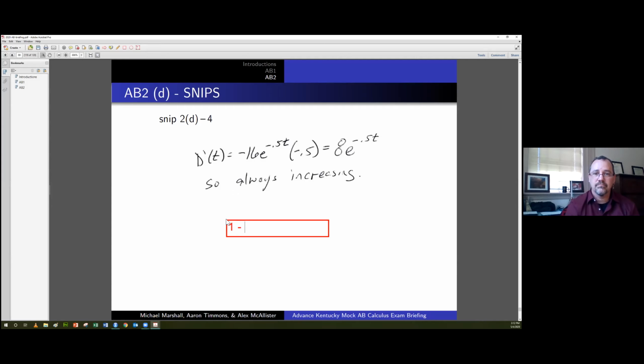All right, this student found the correct derivative, chose to simplify, did it correctly, and then they state, so always increasing. The question is, why is it always increasing? How do you know? They didn't tell us, so this is a 1-0.